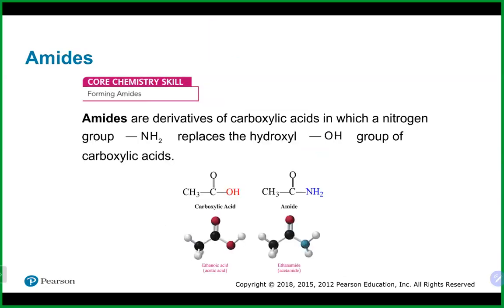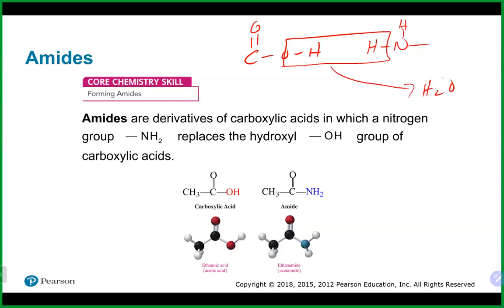So amides basically replace the OH group on a carboxylic acid with an amine, or ammonia. And that's basically how you make it. You take a carboxylic acid and an amine and put them together. You actually take out water, just like everything else there. So if you took a carboxylic acid and you took an amine, you basically just take out water and you squish them together.